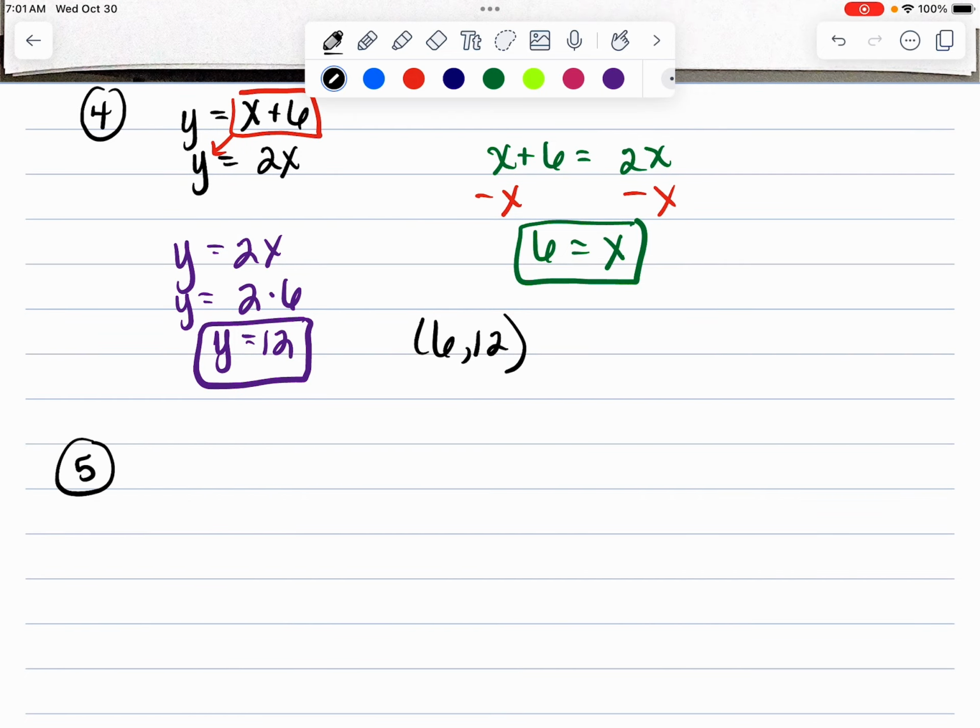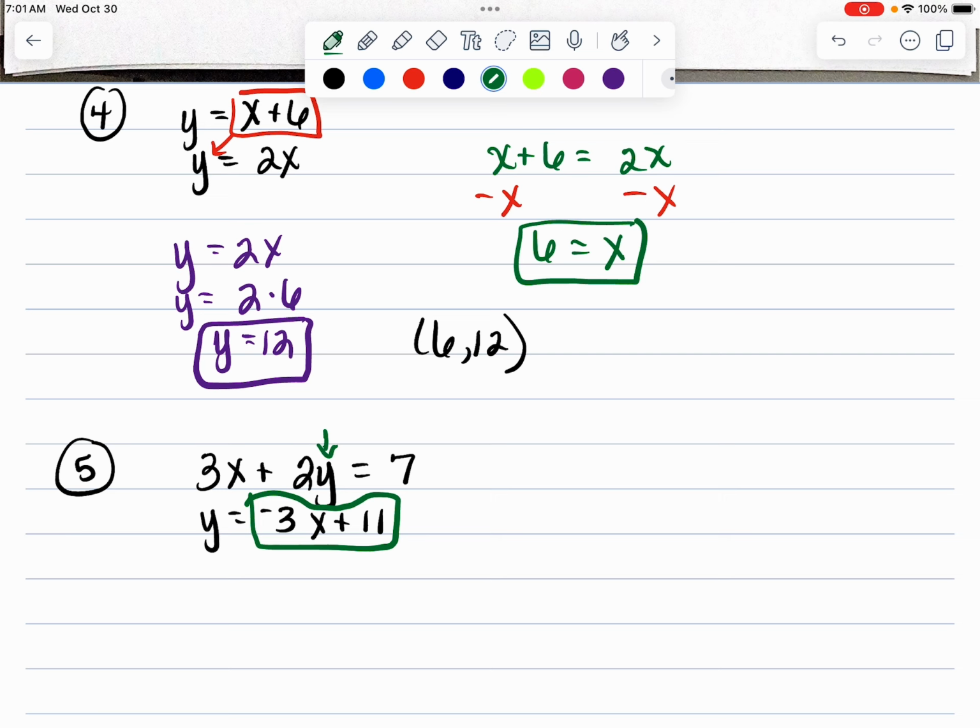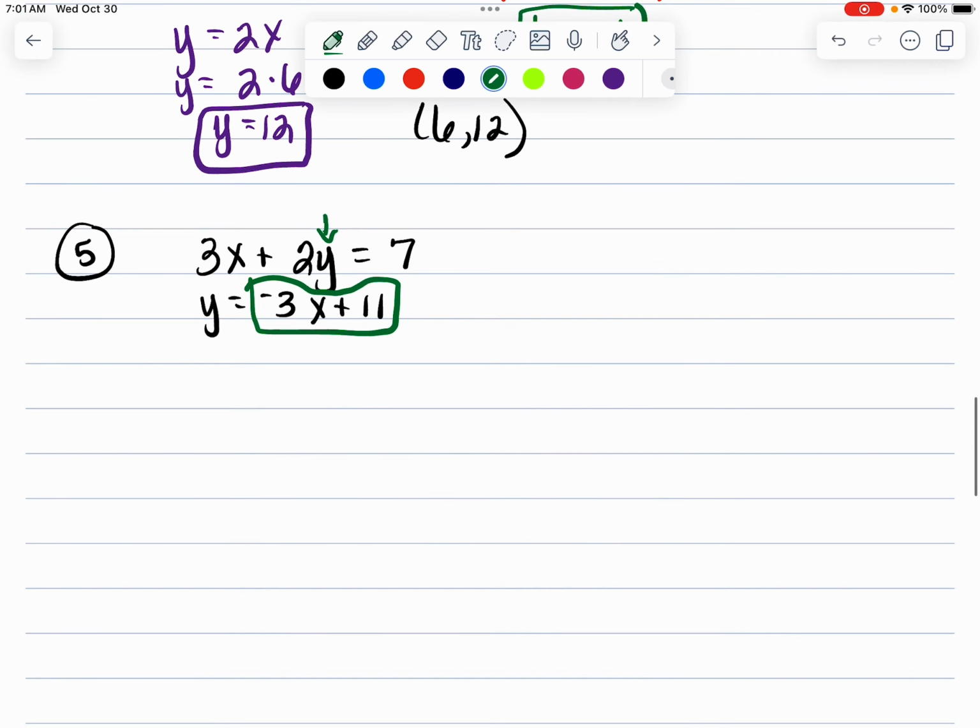Number 5 is also substitution. This one looks a little bit more involved, and it is. Let's see, y equals negative 3x plus 11. Okay, so this time, y equals this expression. So that means I'm going to substitute it in for the value of y in that top equation. So I'm going to get 3x plus 2 times negative 3x plus 11, and that equals 7.